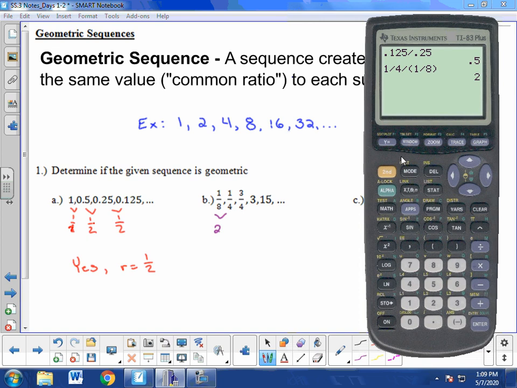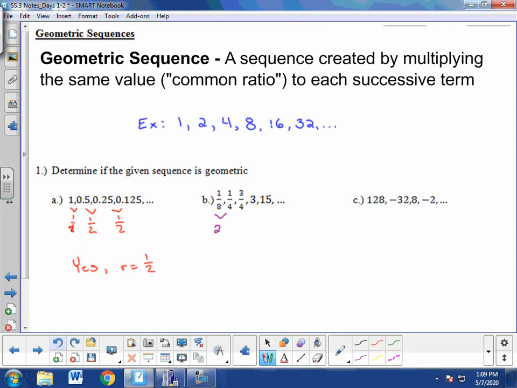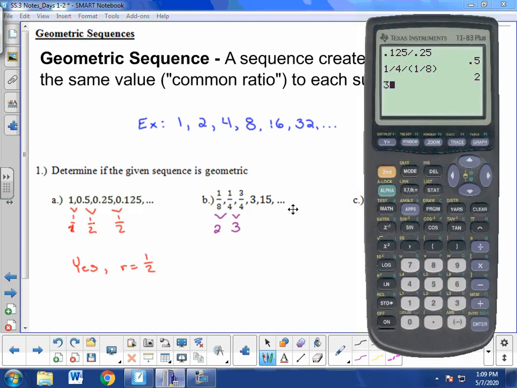Now, what would multiply to 1/4 to give me 3/4? If you said 3, then you'd be correct. So again, in the calculator, this would be 3/4 divided by 1/4, putting the 1/4, the denominator, in parentheses here, which would be 3.